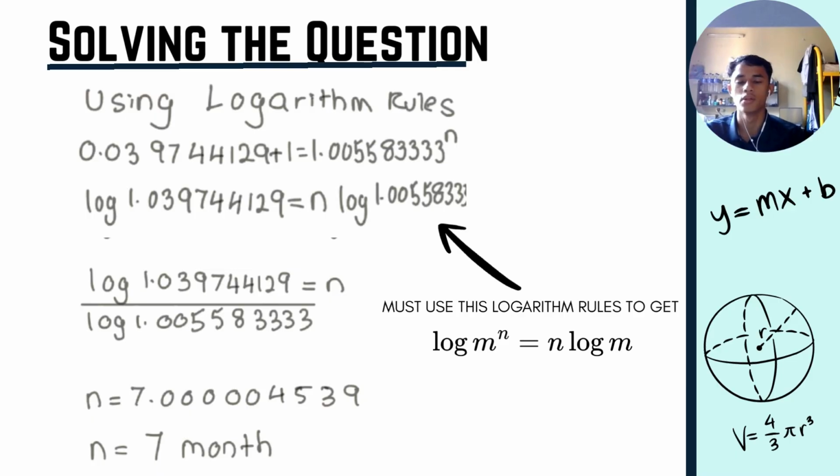And we need to use the logarithm rules by applying log on both sides, causing the power of N to be transferred down, making it N log 1.00558333. And we need to find N. In order to find N, we need to transfer the log, which is log 1.039744129, and divide by the log to find N. By using the calculator, we will find N to be equal to 7.000004539, or in other words, N equals 7 months.